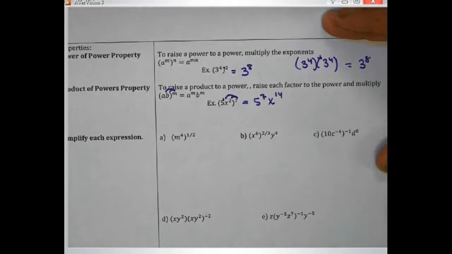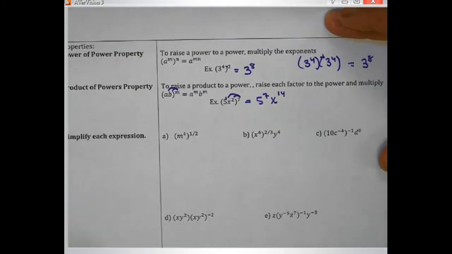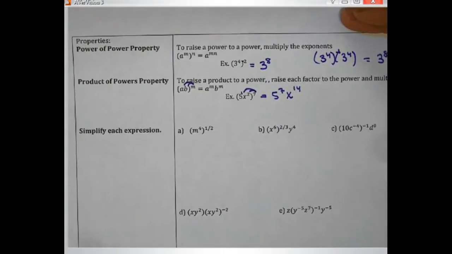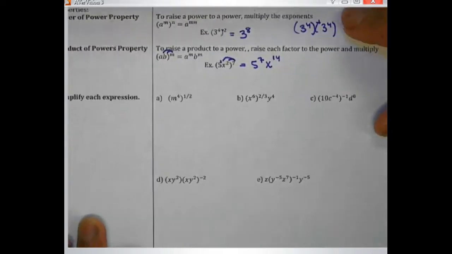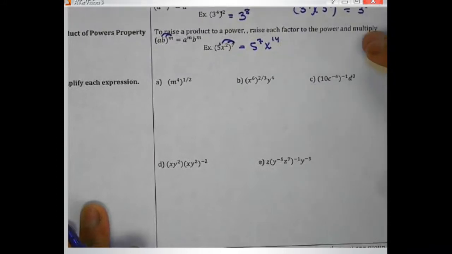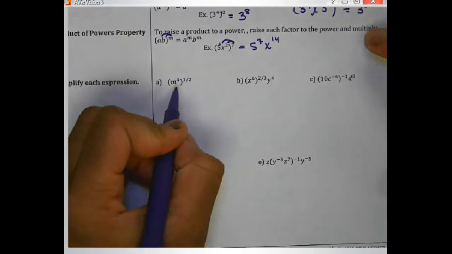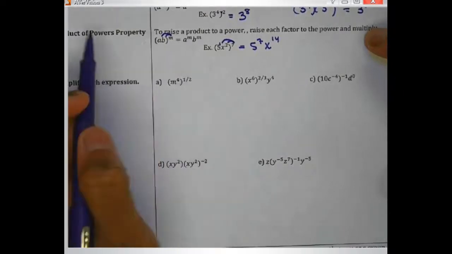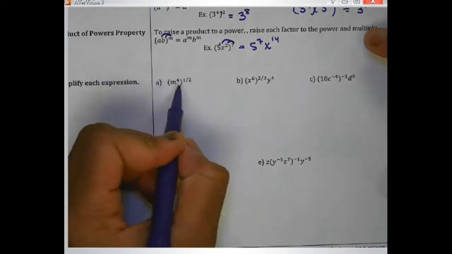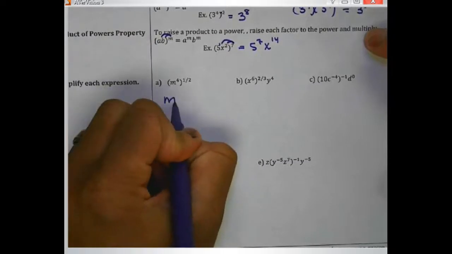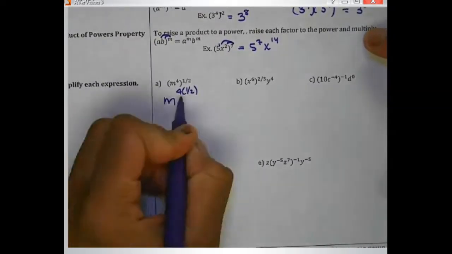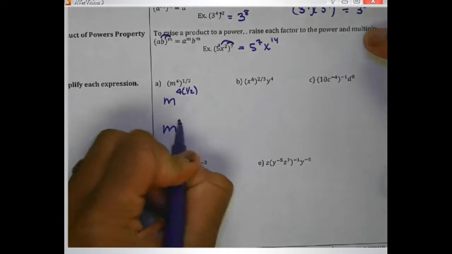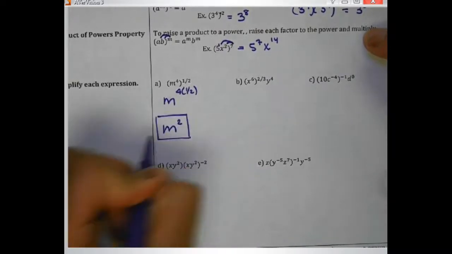All right. Let us now simplify. My first set of instructions, pretty much for all these, is going to be to simplify each expression. Here we are. So for letter A, I have m to the 4th, it's a power to another power. So that means if I have a power to a power, I'm going to multiply the exponents and have m to the 4 times a half. Well, what's half of 4? 2. So this will be m squared.